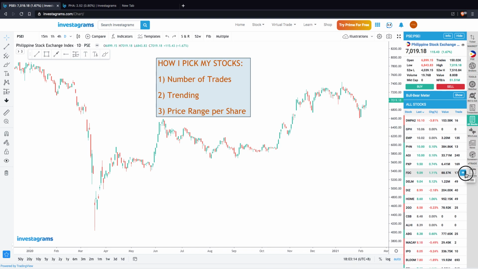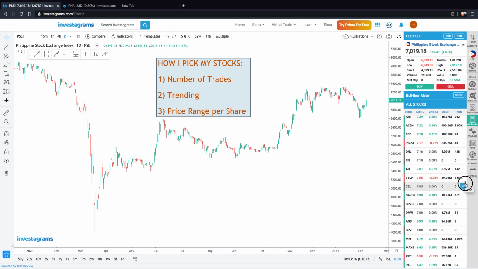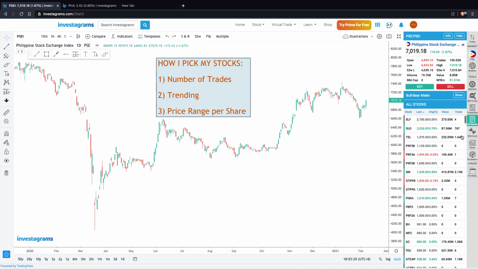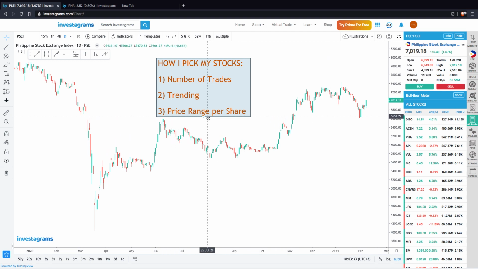And then from time to time, I look at the penny stocks, those that are below 1 peso. But that's because they were trending and they were having a lot of trades. For example, APL had a lot of trades a month ago. So even if it's below 1 peso, the price range that I've set for myself, it's okay because there's a lot of people trading it. So it's easy to get in and get out if I need to. So yeah, those are basically the three things that I watch out for.